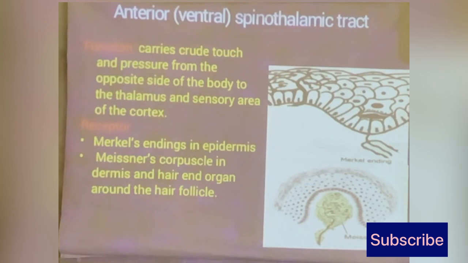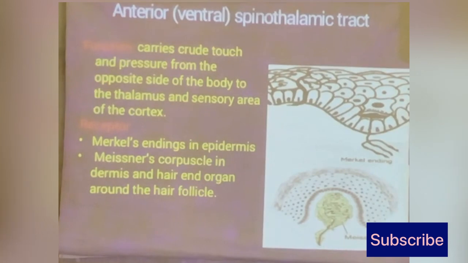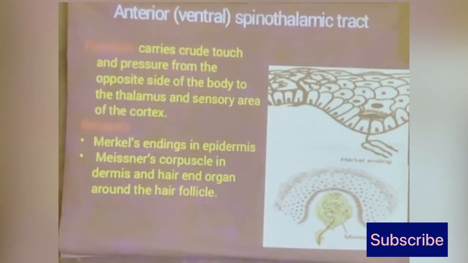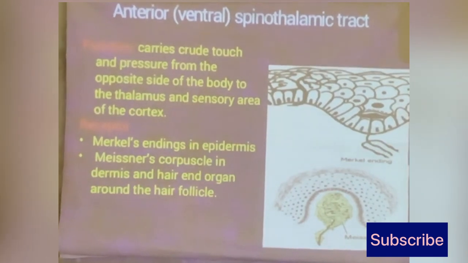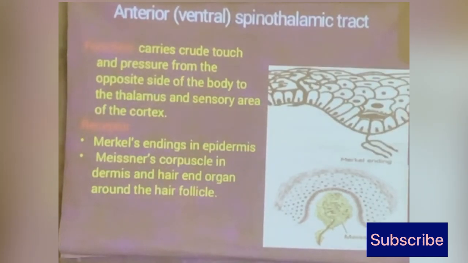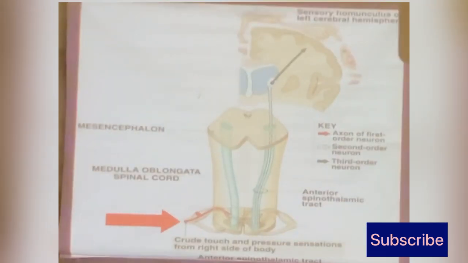The receptors that carry sensation for this crude touch and pressure are what we call Meissner's corpuscles in the epidermis, Pacinian corpuscles in the dermis, and hair end organs. These are the receptors that carry sensation for crude touch and pressure in our body. They carry this information, and then it passes through the anterior spinothalamic tract before it finally gets into areas 3, 2, 1 in the postcentral gyrus. So by and large, these are the receptors for these ones.